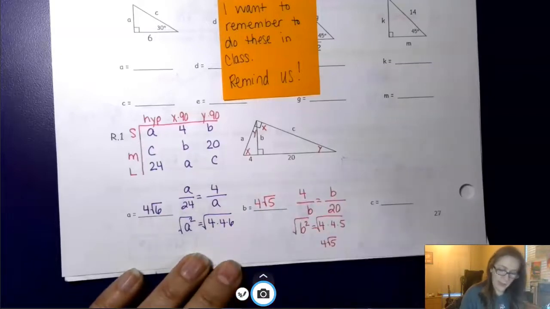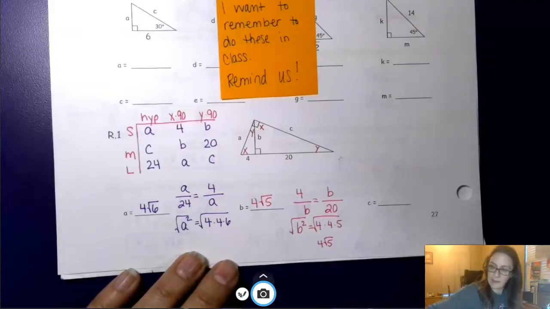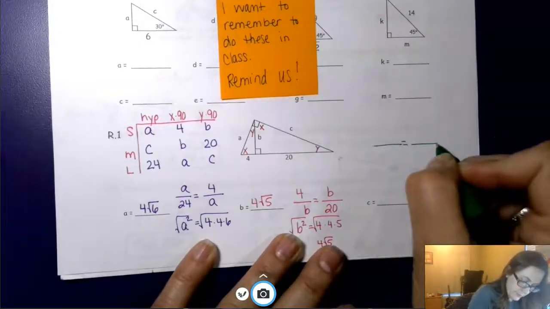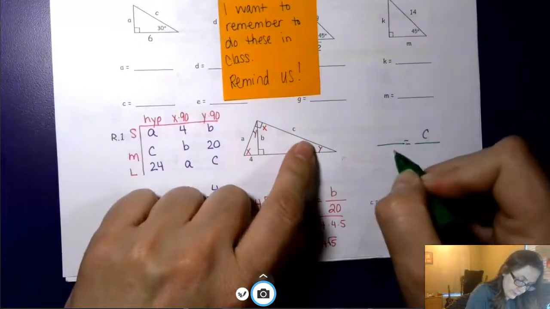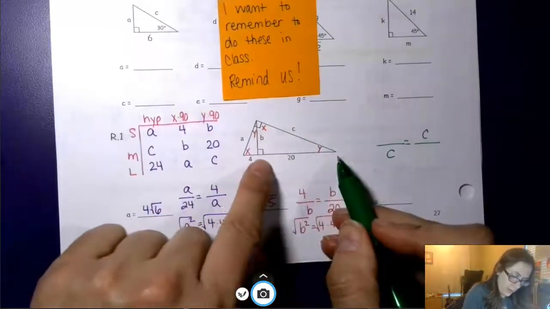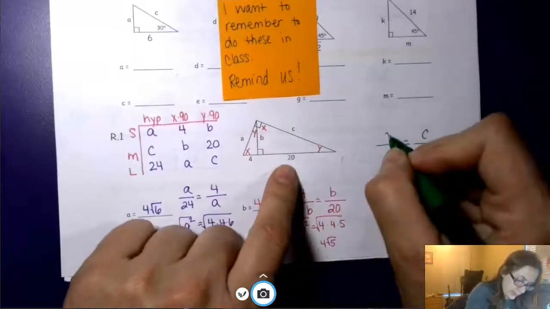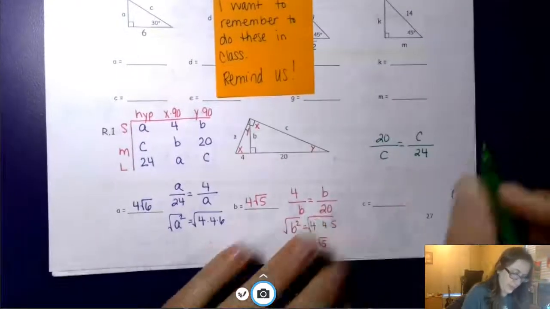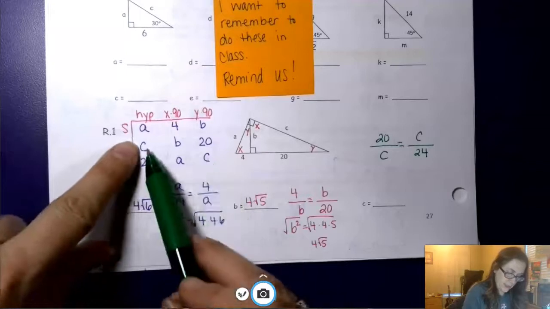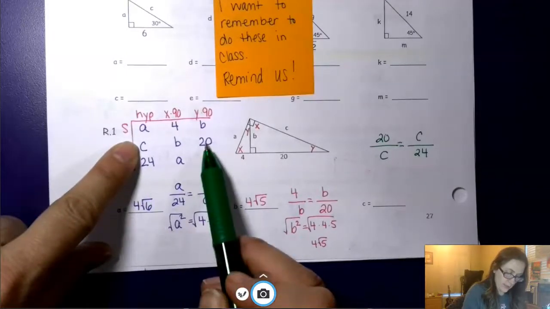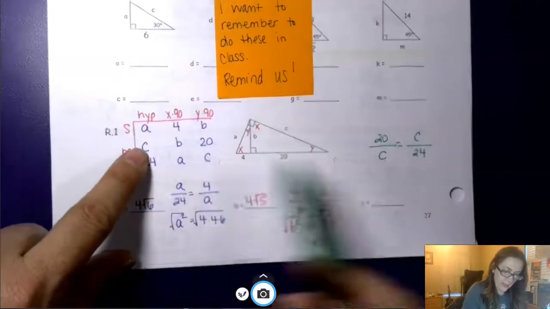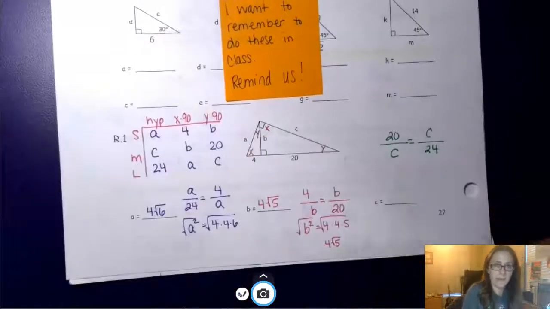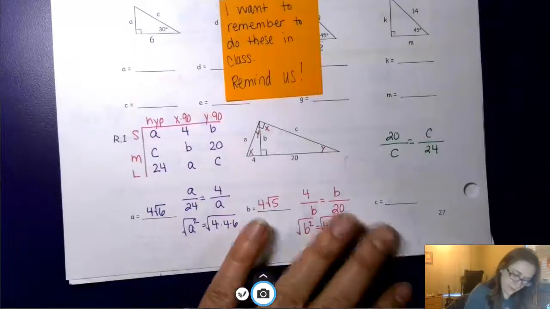The last one, C. Again, C is the leg that it is, the piece of the hypotenuse closest to it, and the entire hypotenuse 24. And you can see C's are here. C and 24, C and 20. And again, it doesn't matter if the C's are here or here. Geometric mean technically has to go here. You're going to have the same proportion.